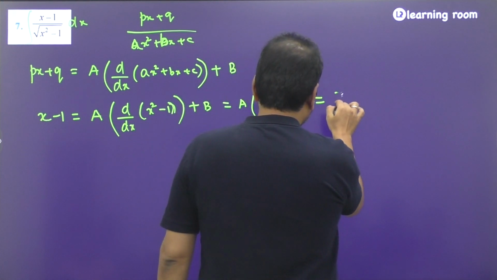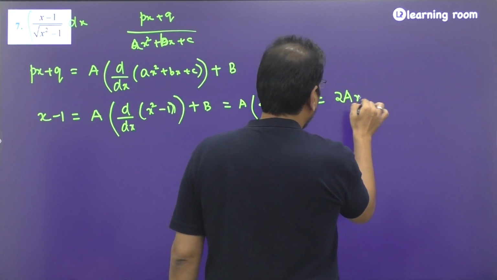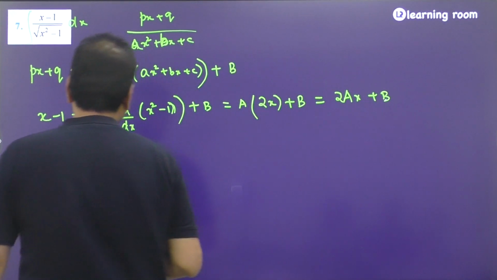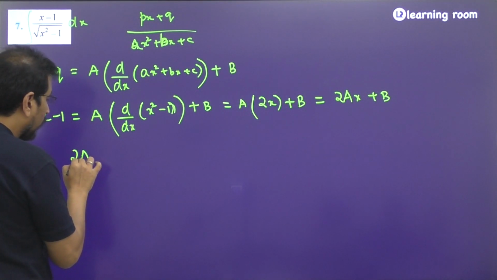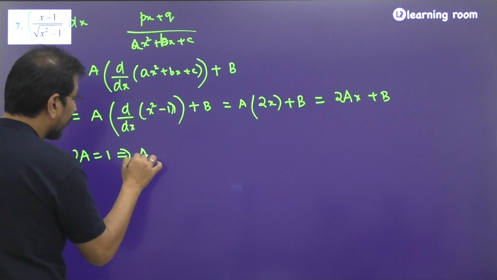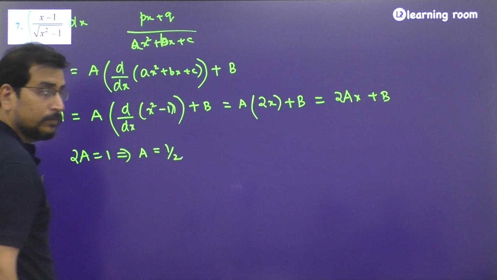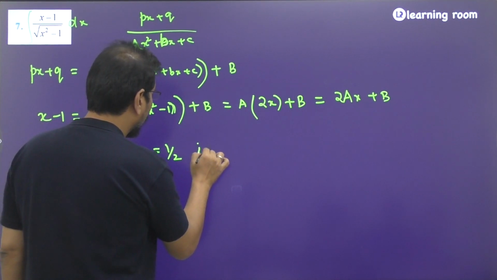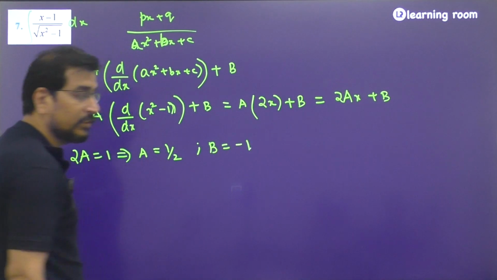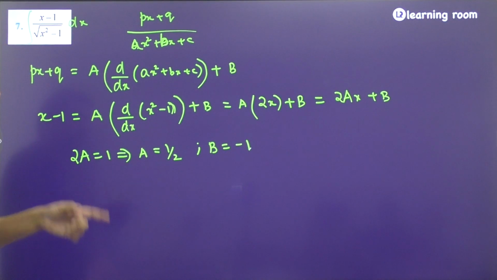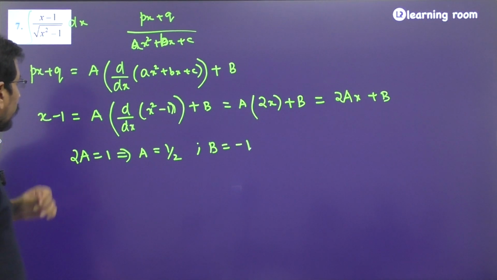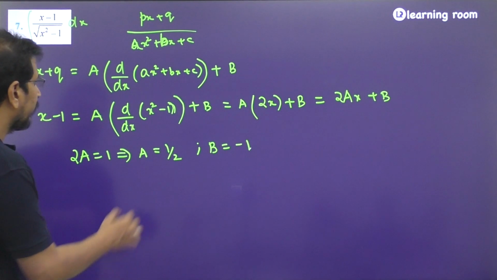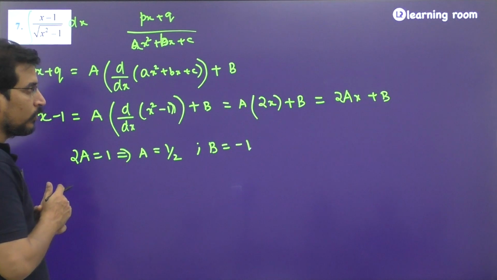So this clearly indicates that you have 2ax plus b. So what is the value of 2a? 2a is equal to 1, which implies a is equal to half. And what is the value of b? b is equal to minus 1. So a is equal to half and b is equal to minus 1. Am I clear? Now, what I can do here is take these values and substitute them.